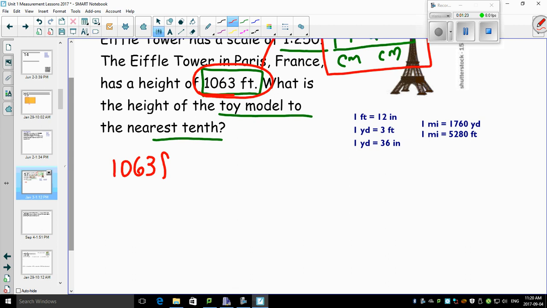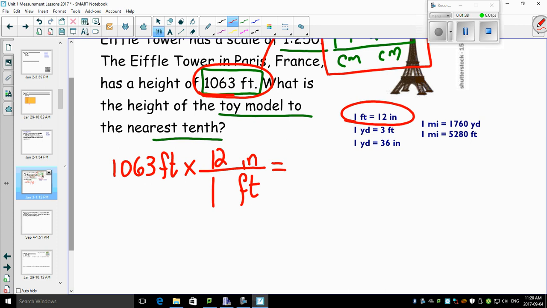1,063 feet. There it is. We want to convert that into inches, so that means feet goes on the bottom. Our wonderful little scale is right here, and it says 1 foot is 12 inches. That's really easy to do. 1 foot is 12 inches. So we're actually multiplying 1063 by 12.